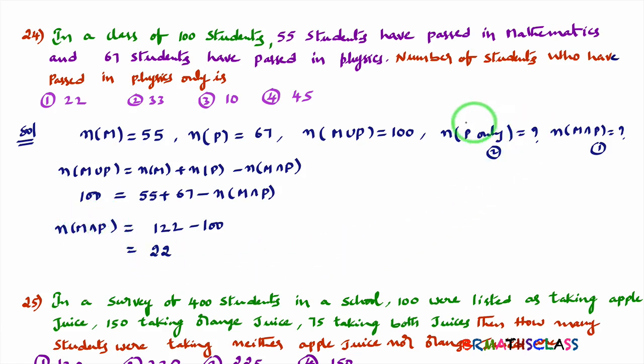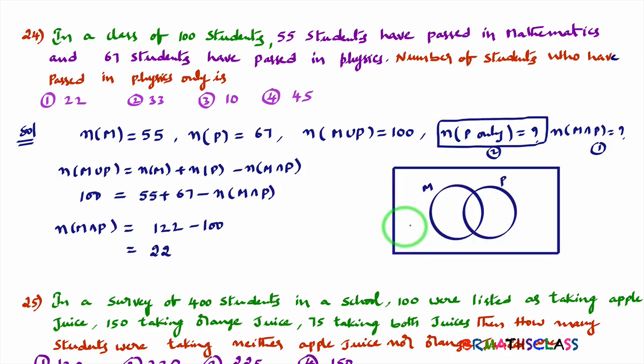Okay, what are they asking here? They are asking to calculate the number of students who passed physics only. To understand this, the Venn diagram plays a very important role here. You observe here, I have drawn a Venn diagram. In this part, what is this zone? This zone is M intersection P. We got that M intersection P is 22, right? This zone is 22.